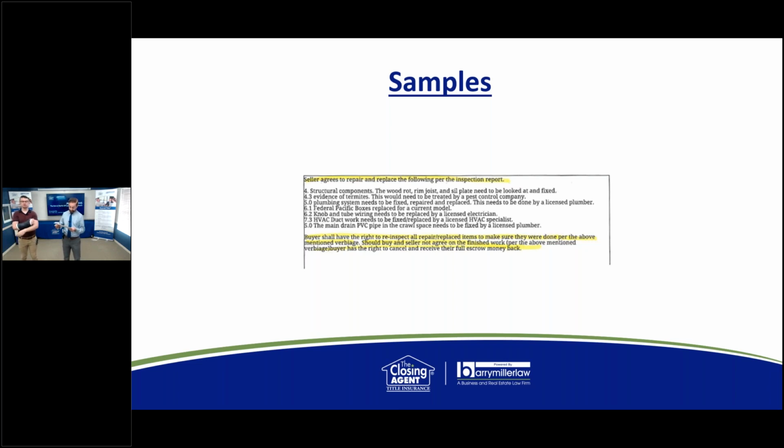That gives the buyer the unilateral right to say, well, that caulking looks a little shaky. It's a little tinted. It's not a perfect, beautiful straight line. I'm canceling. Yeah. Sorry that you spent $15,000 on the repairs.